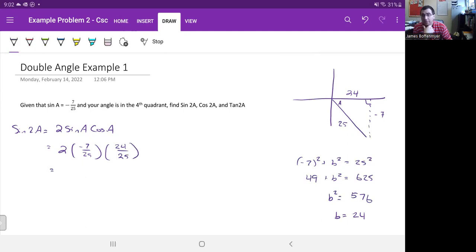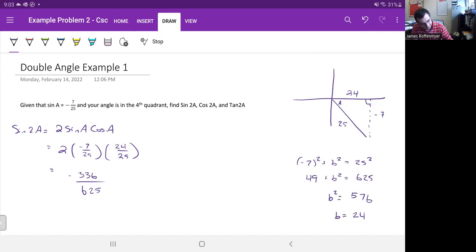That's going to be a funky number. It really is, but it's okay. Just because it's a funky number does not mean it's wrong. So don't second guess yourself on that one. So 2 times negative 7 times 24 would be negative 336 on top. And on the bottom, 25 times 25 would be 625. So negative 336 over 625 is the double angle value for sine.